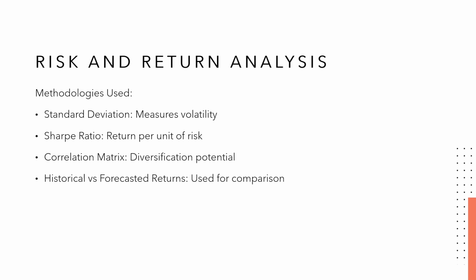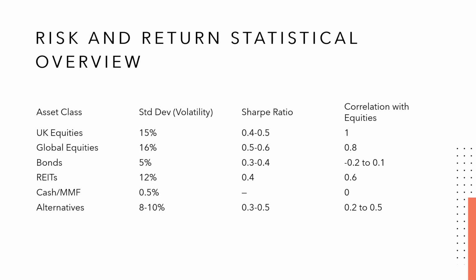This table shows these statistical tools and their equivalent for each asset class. Standard deviation measures the average percentage deviation of returns from the mean. We worked out the Sharpe ratio using the formula. The correlation with equities: 1 is perfectly correlated, 0 would mean no relationship, and -1 would move the opposite.